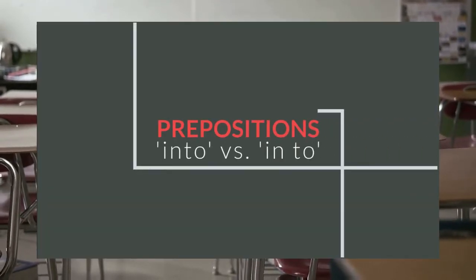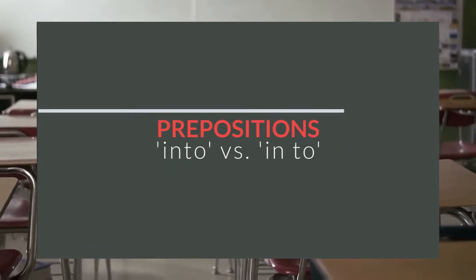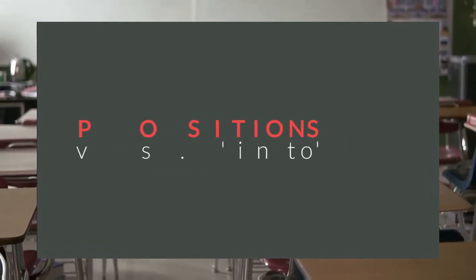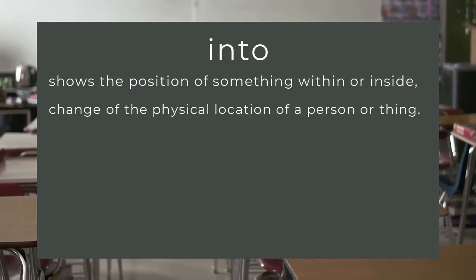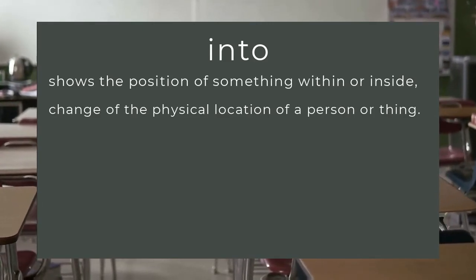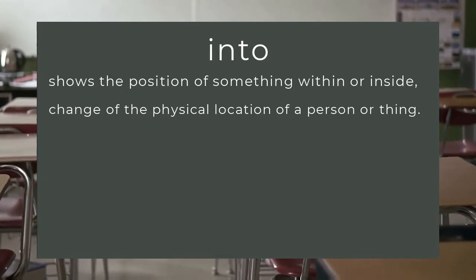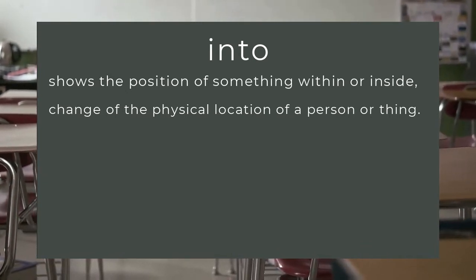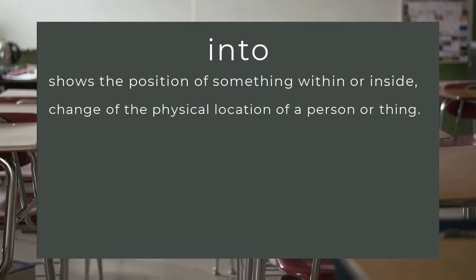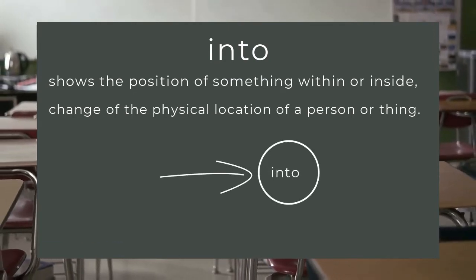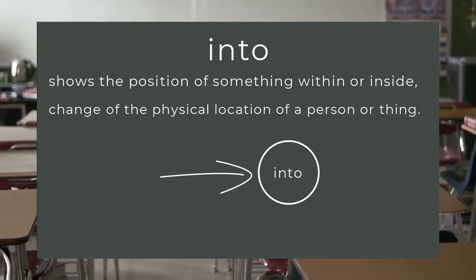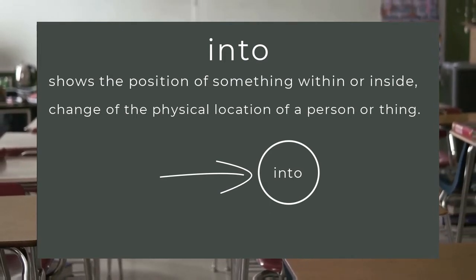Using the preposition "into" versus "in to." Into, written together, is a preposition that shows the position of something within or inside, meaning, for example, a change, right? And this implies a movement in the direction of an enclosed environment, okay? So the container here can be physical or abstract.